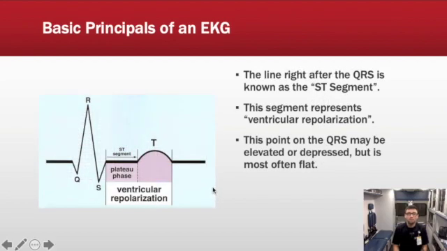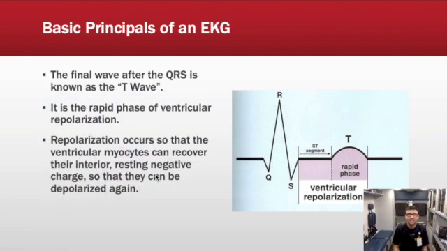The line right after the QRS is known as the ST segment. This segment represents ventricular repolarization. This point on the QRS may be elevated or depressed, but is most often flat. So you have this plateau phase here, which is your ST segment. It's the time between your S wave and your T wave right here. This is ventricular repolarization, where your ventricles are repolarizing and getting ready to contract again.